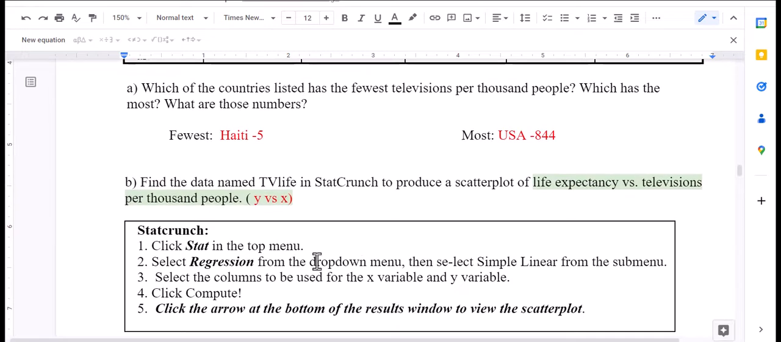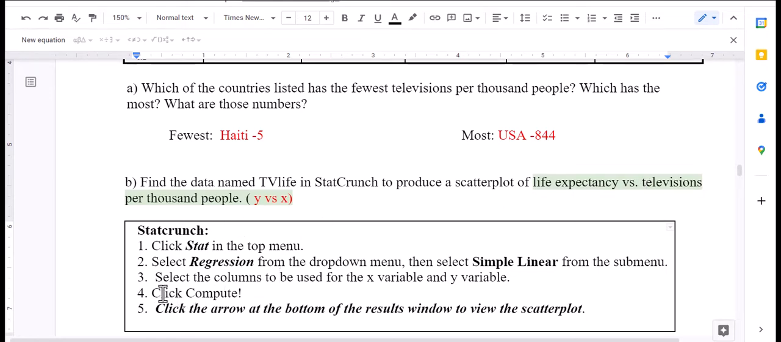And these are instructions. Once we're there, we pull up the data. We're going to click Stat. We're going to look for Regression from the drop-down menu, and then we're going to select Simple Linear from the sub-menu. And then we just select the columns that we want for the X variable and for the Y variable. We want life expectancy versus televisions per thousand. So life expectancy is our Y and televisions per thousand is our X.